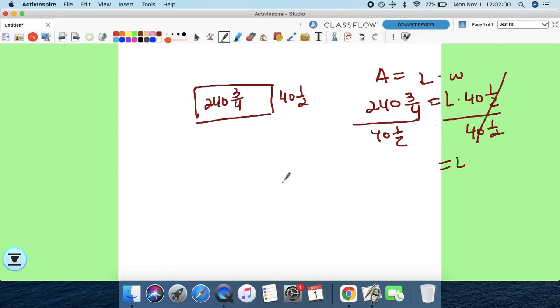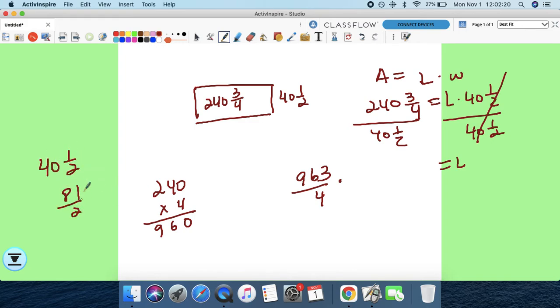So let's divide. So 240 3/4. I'm going to change that to an improper fraction. So that's 960 plus 3, 963 over 4. Divide, well, times 40.5. What's 40.5 first of all? It's 81 over 2, right? Well, we're going to use the reciprocal of that, which is 2 over 81.